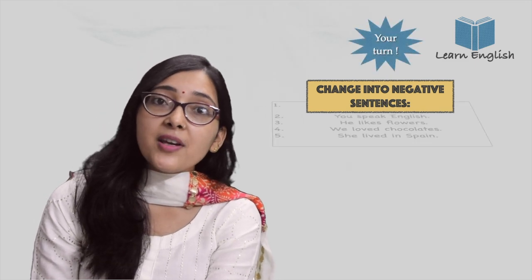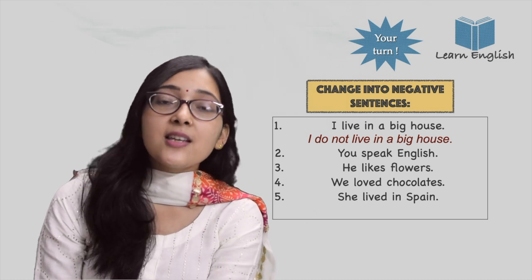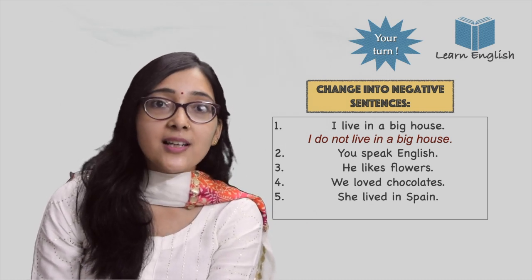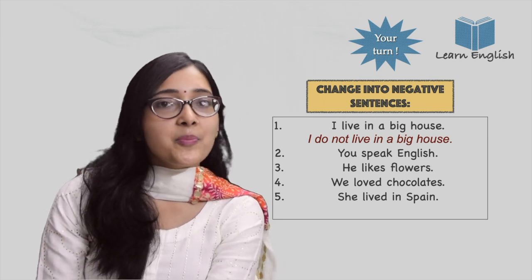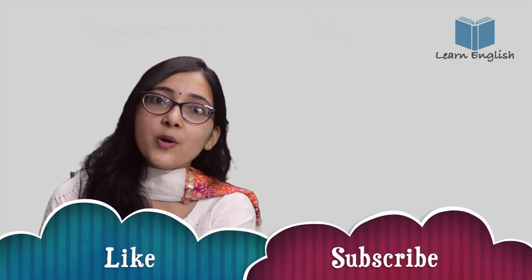Now I want you to practice these questions. One has been done for you. You have to convert the positive statements into negative ones. For example, I live in a big house. Subject is I and it is present tense. So we will use do not. Right. So I do not live in a big house. Practice these questions. In the next video, I will teach you how to form questions.